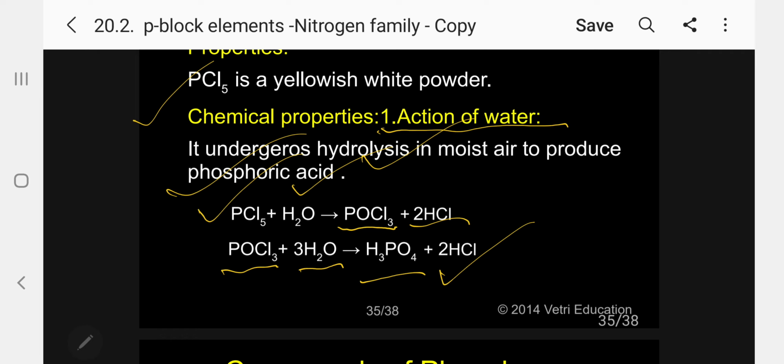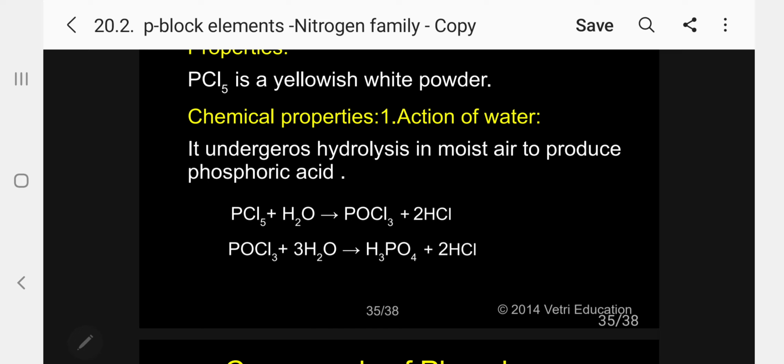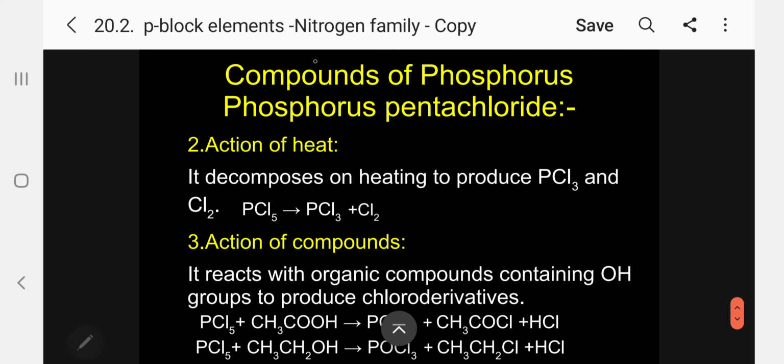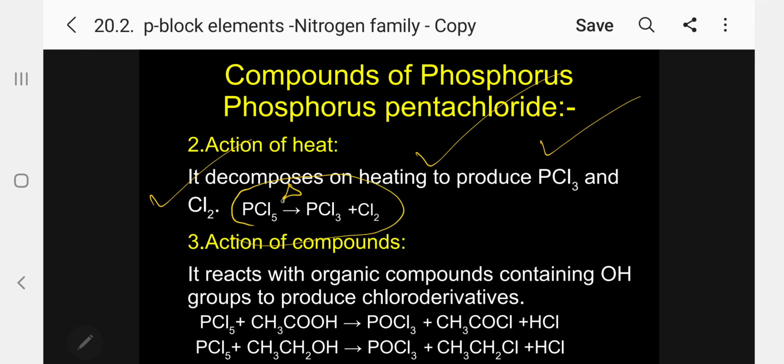Please follow. This is the most important property of phosphorus pentachloride, the action of water. In order to prepare phosphoric acid, we simply treat it with water and we get phosphoric acid. Coming to the action of heat, this is the most important. It decomposes on heating to produce phosphorus trichloride and chlorine. This is normally the most important reaction.